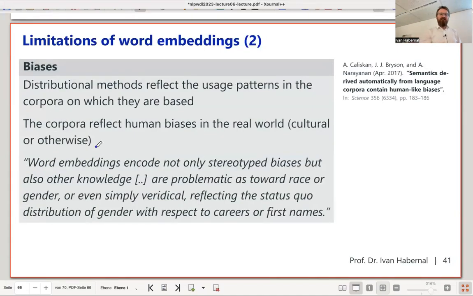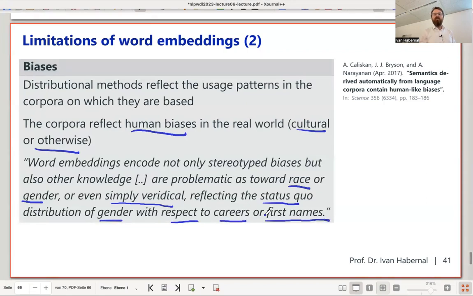Another is biases. They reflect the usage patterns in the corpora which they're based on, and those corpora reflect human biases in the real world, cultural and otherwise. Here's a beautiful paper published in Science, a very high-profile journal. They conclude that word embeddings encode not only knowledge but also stereotypical biases, problematic toward race or gender, reflecting the status quo distribution of gender with respect to first names.